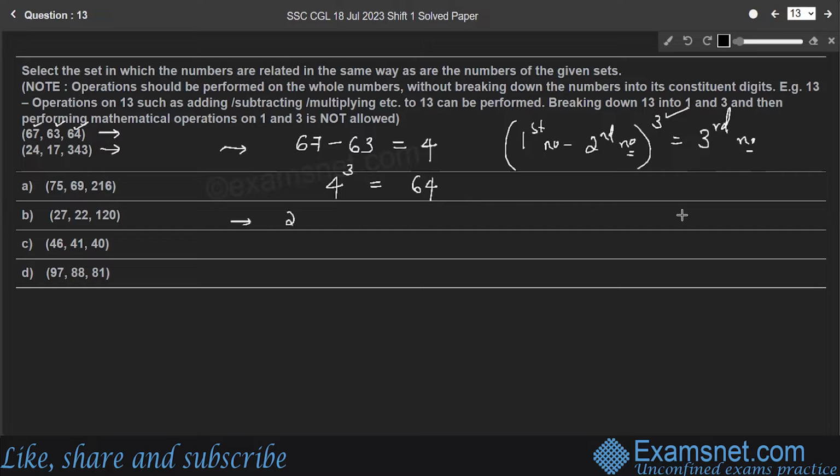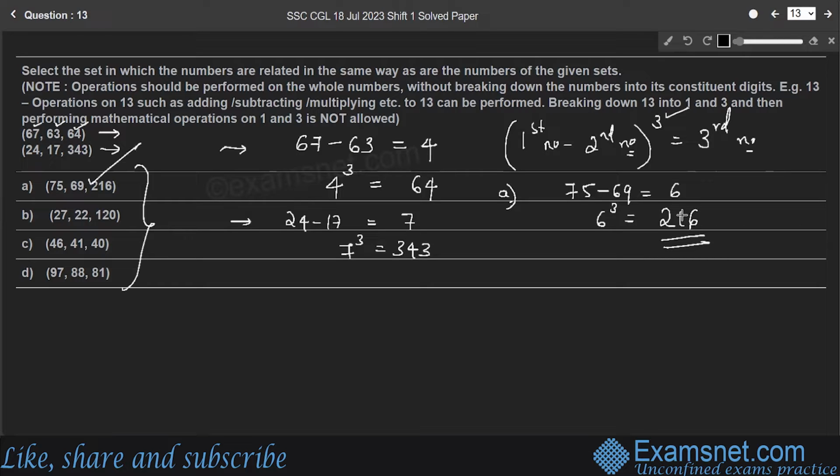So 24 minus 17 is 7, whereas the cube of 7 is 343. Among the given four options, which option follows the same logic? Consider option A: 75 minus 69, which is 6, whereas the cube of 6 is 6 into 6 into 6, so 36 into 6 is 216, which is the third number according to the given set. Therefore, first number minus second number, its whole cube is the third number.